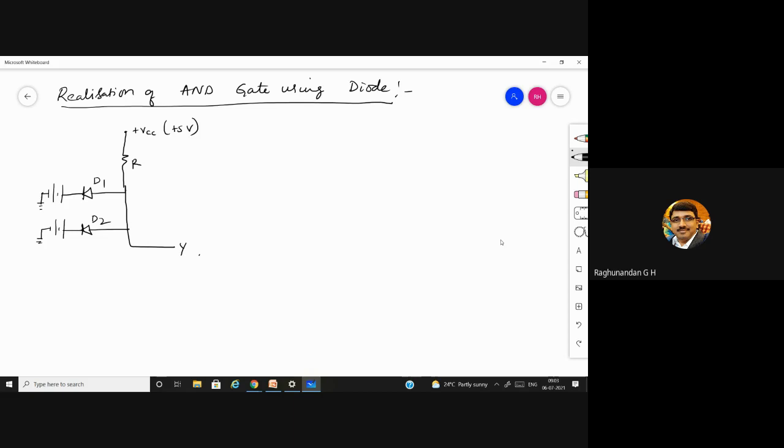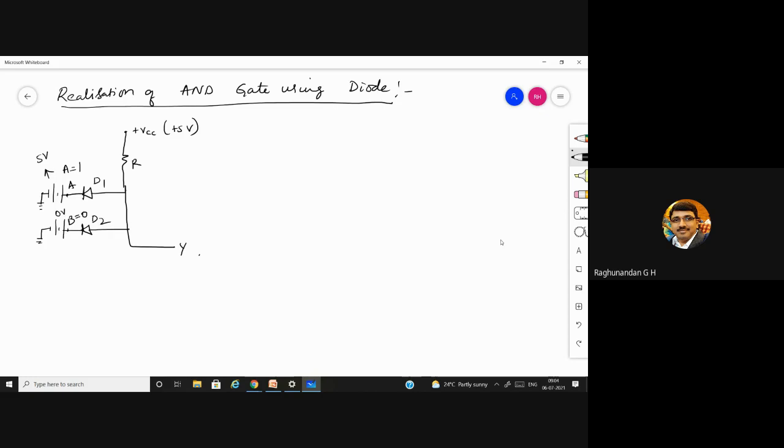Always remember, in the gates, whenever we discuss, logic 1 means 5 volt, logic 0 means 0 volt. Now, let us mark 2 points, A, B. So here, I'll make A is equal to 1 and B is equal to 0. What do you mean by A is equal to 1? Just now I told, 5 volts.